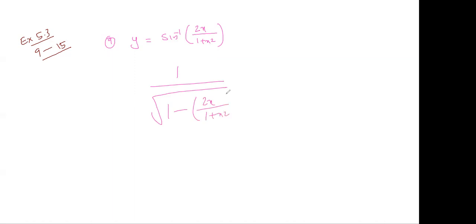See question number 9: y is equal to sine inverse of 2x divided by 1 plus x square. If you go directly, this is of the form sine inverse x, so the derivative is 1 by root 1 minus x square, which becomes 1 by root 1 minus (2x by 1 plus x square) whole square. But since it was 2x by 1 plus x square instead of x, we have to multiply by its derivative, using the quotient rule and all those things. So this process will become a little lengthy.